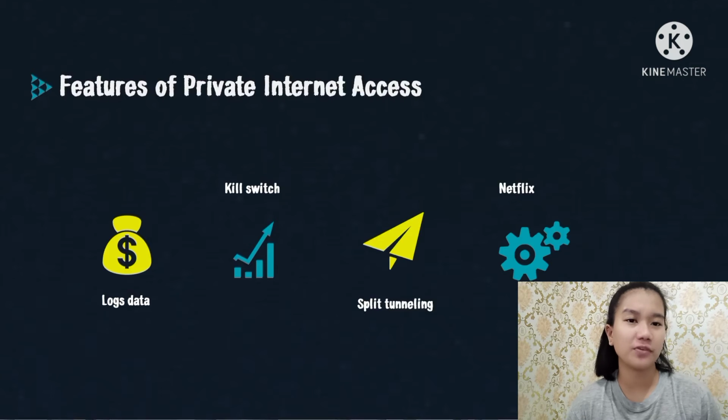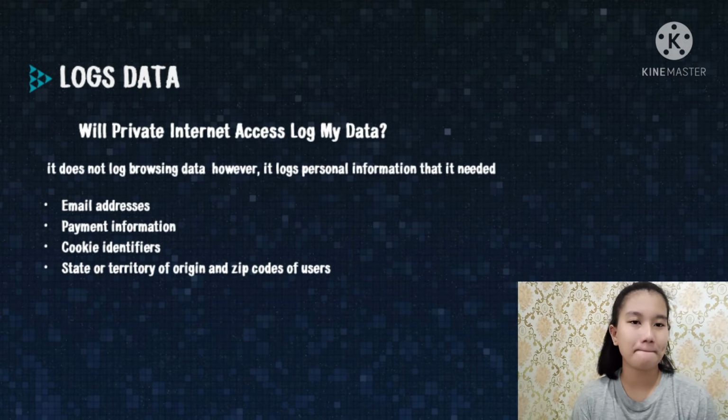So we have the features of Private Internet Access. First is the logs data. Second is the kill switch. Third is the split tunneling. And fourth is we have Netflix. So first is the log data.